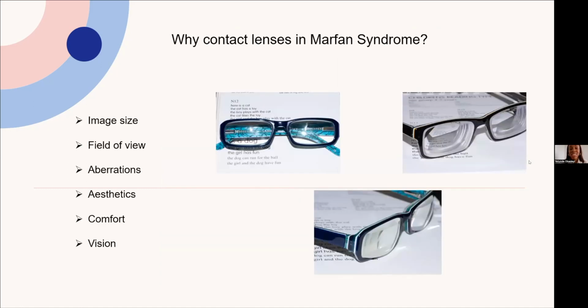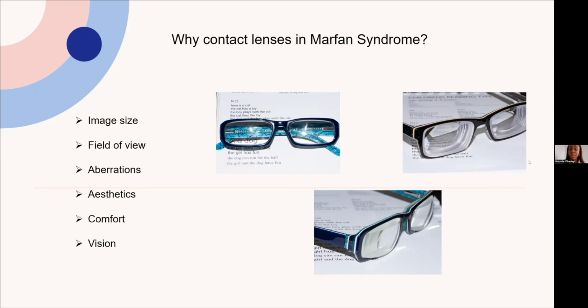So why contact lenses in the first place? Why not glasses? And why contact lenses? Because contact lenses can be superior to glasses in some instances, and a lot of it comes down to optics. So image size is one thing. With contact lenses, images look real size, whereas with glasses, you get a distortion in the image size.